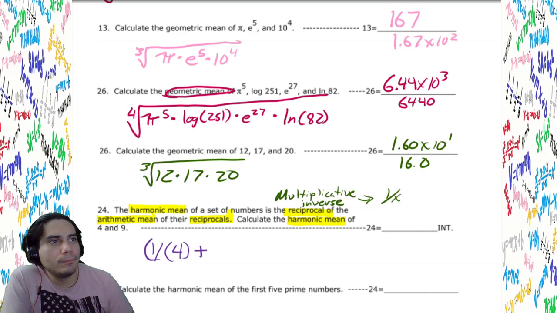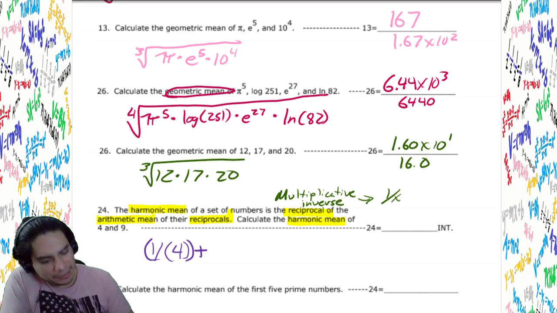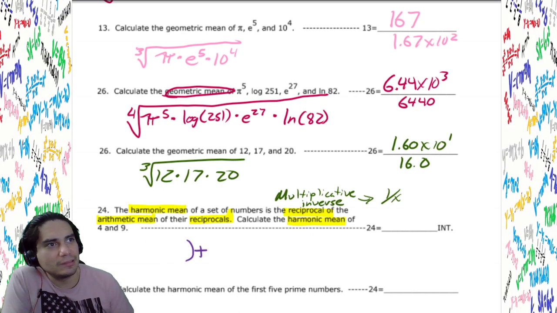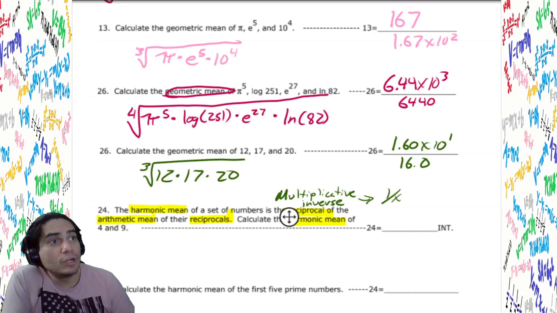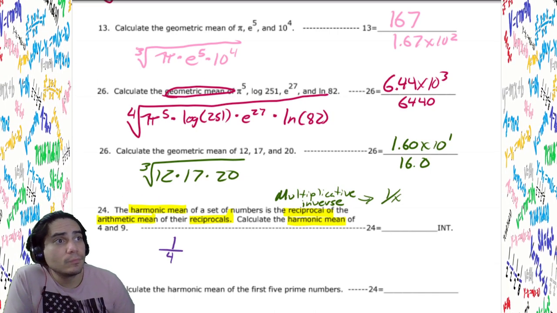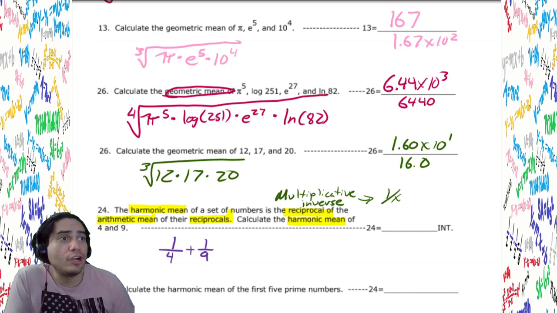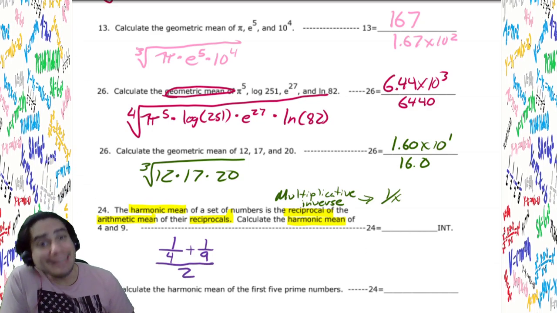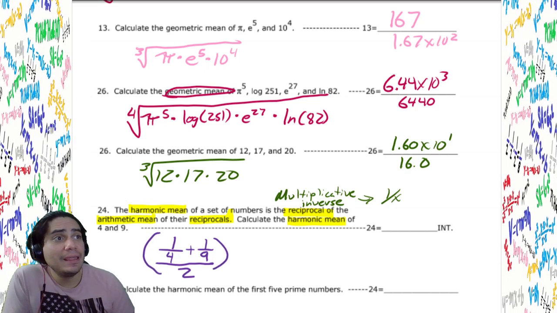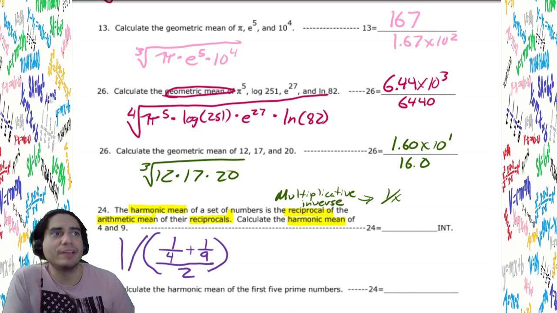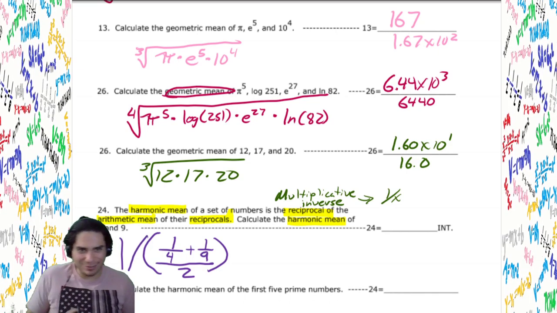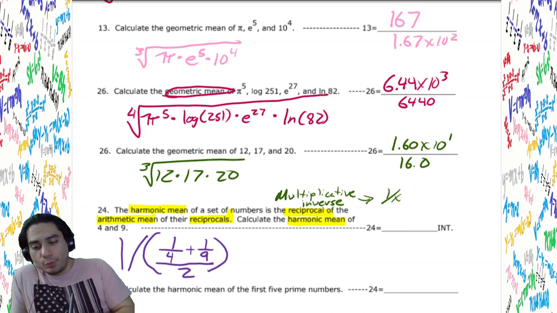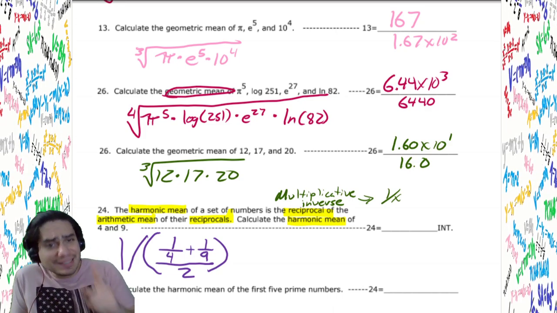Plus, all right? You know what? I don't like writing it like this. Let's write it this way. We're going to have 1 over 4 plus 1 over 9. We're going to get this all and divide it by 2. And at the end, we're going to go ahead and 1 over x it. That's what it is, okay? So let's do it. We're going to hit 4, 1 over x. Boom. So I got 2.50 times 10 to the negative first right now.